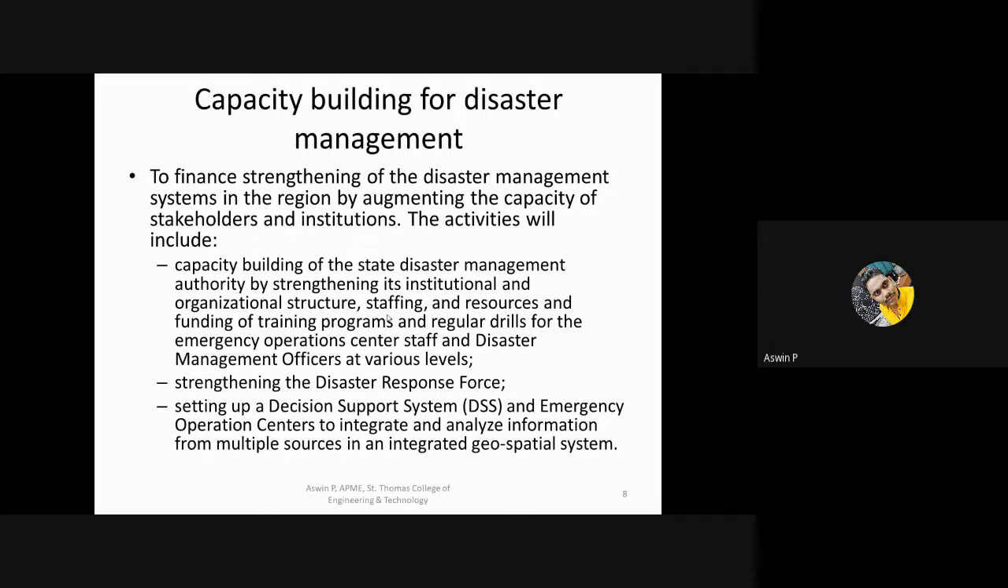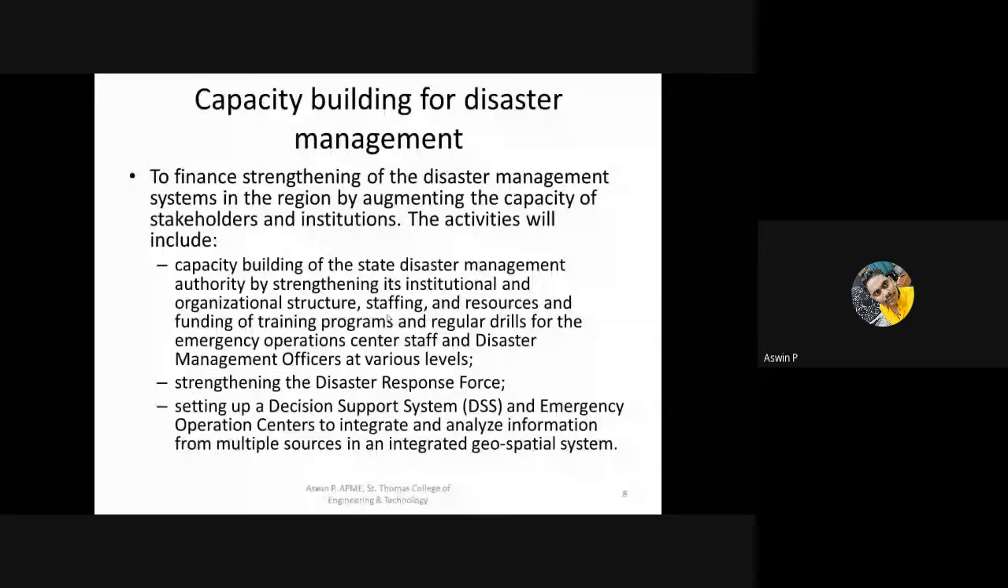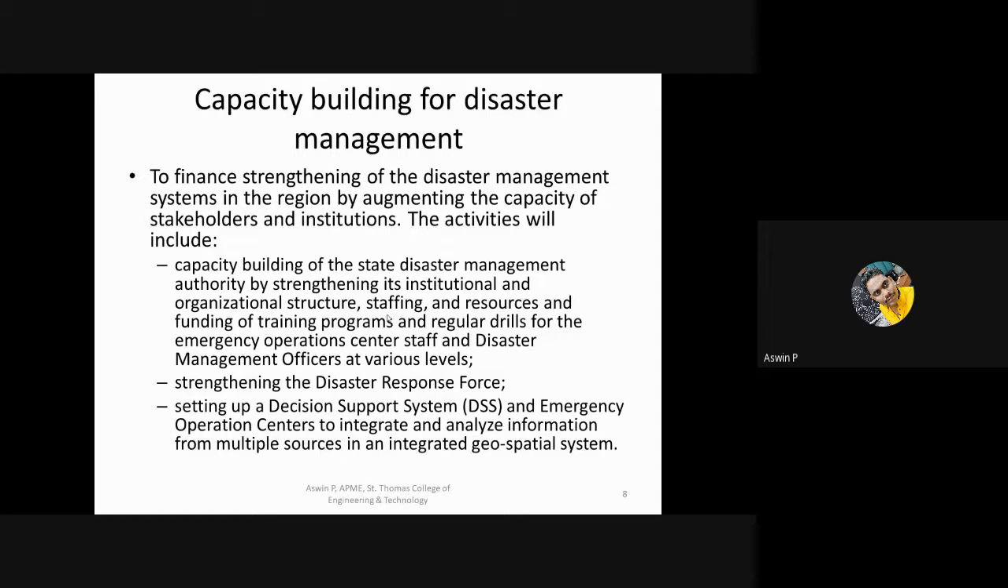For that, we are adding staff. Staffing is added and resources are added. Funding for training is added. Regular drills are given. Emergency operation center staff and disaster management officers at various levels are included. This is a method of strengthening capacity. And also strengthening the disaster response force. We will give additional equipment, instruments, everything for the disaster response force. That's another method. And setting up a disaster support system and emergency operation center to integrate and analyze information from multiple sources in an integrated geospatial system. These are the basic things, that's capacity building, physical structural strengthening of capacity for disaster risk reduction.